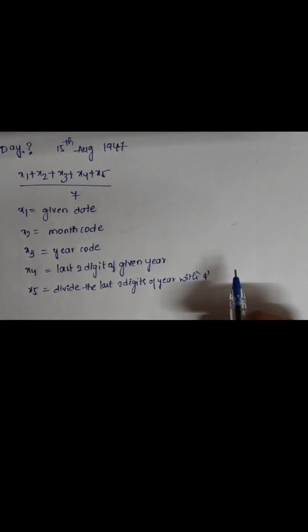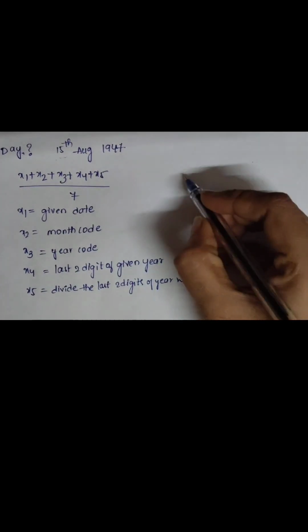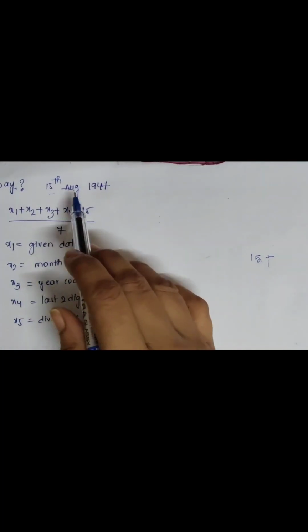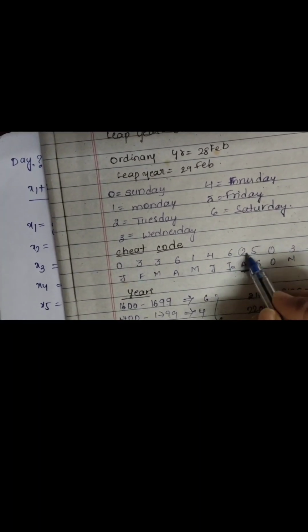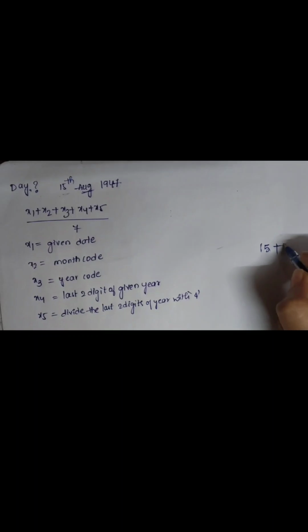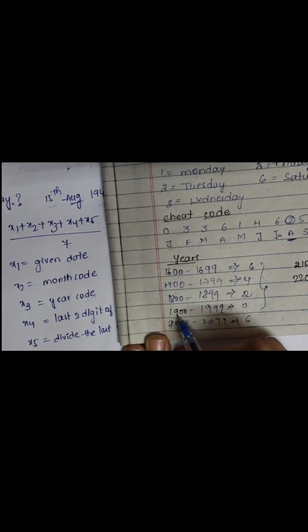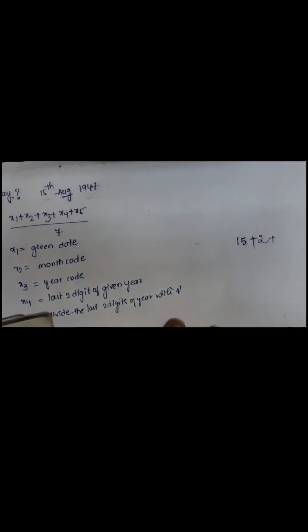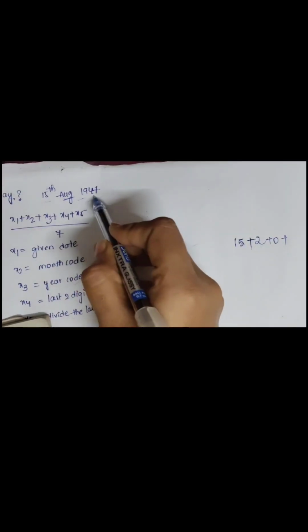So let's see how to calculate it. First, you need to write the given date. What is the given date? 15. Here I'm writing 15. Then plus the month code. The month is August, right? Let's see the month code. Here is the month. This is August. What is the code? 2. So 15 plus 2. Next, the year code. What is the year? 1947. See, it is ranging from 1900 to 1999. That is, the code is 0. So plus 0. Next, the last 2 digits of the given year. This is the year. What is the last 2 digits?